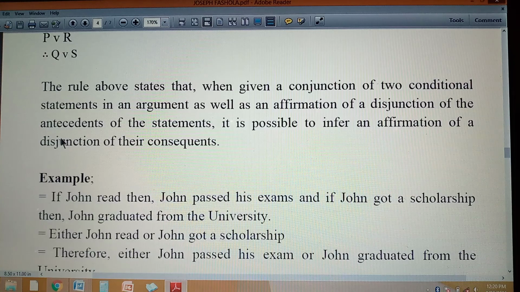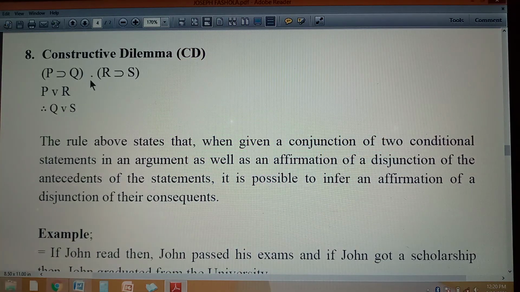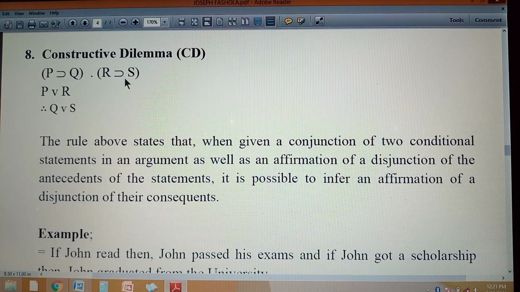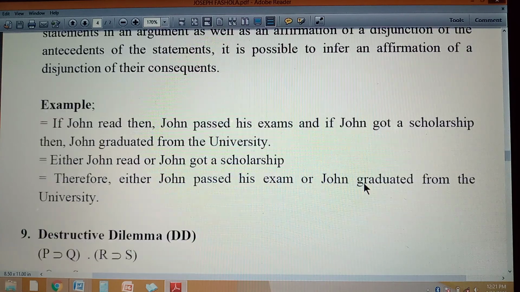That is constructive dilemma. If John read, then John passed his exams. And if John got a scholarship, then John graduated from the university. Then you have a premise which says either John read or John got a scholarship. Therefore, either John passed his exams or John graduated from the university. You see that? Look at it properly here.